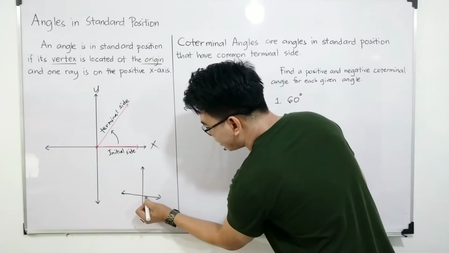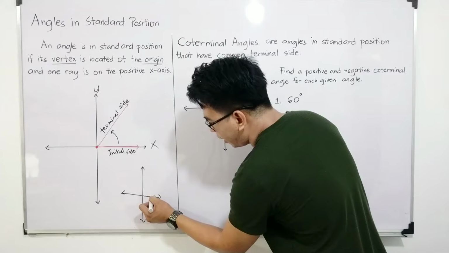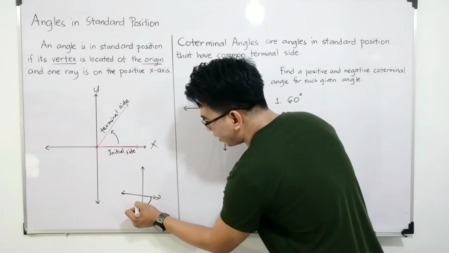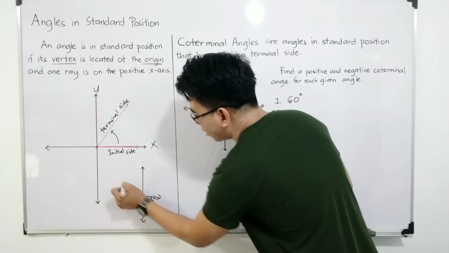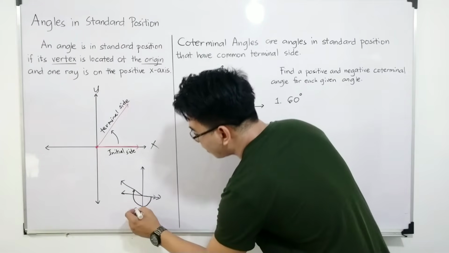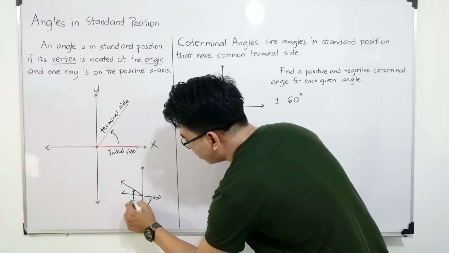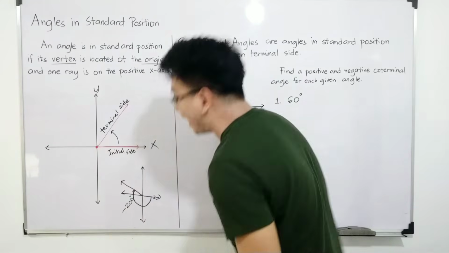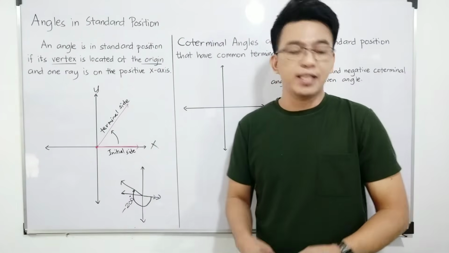Example, this is your initial side. Right? This is your initial side, and I will move here, the same movement as our clock, and let's say I will stop here. This is the terminal side, rather, and let's say this is 200 degrees. So this one is negative 200 degrees. Okay? This is negative 200 degrees.